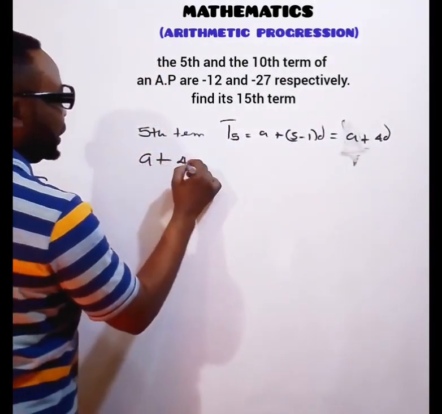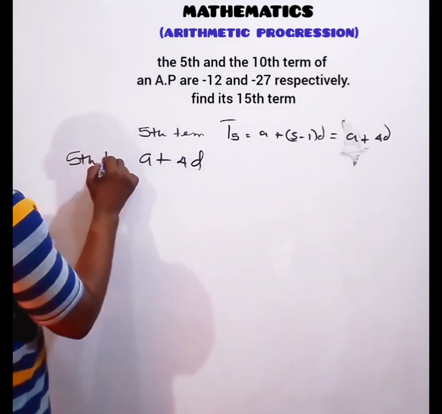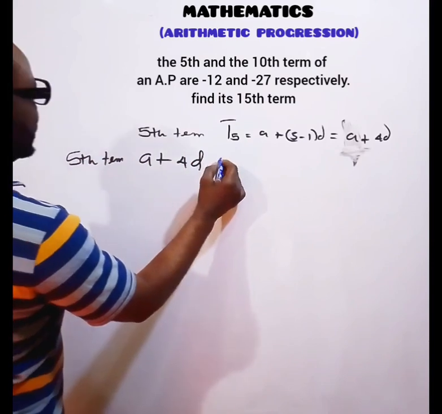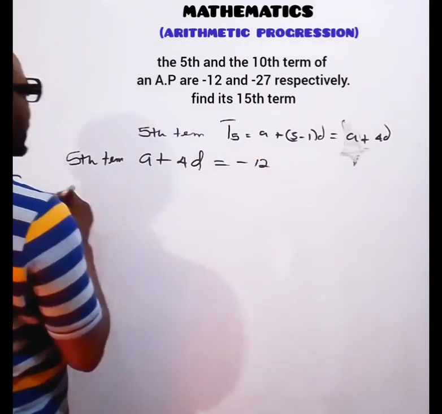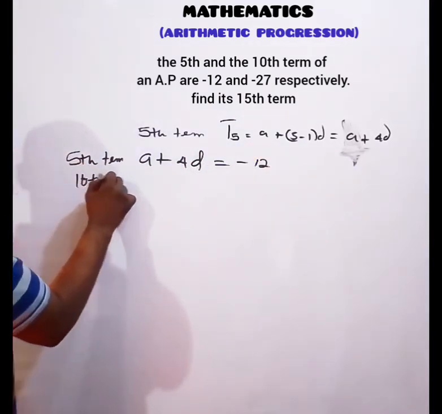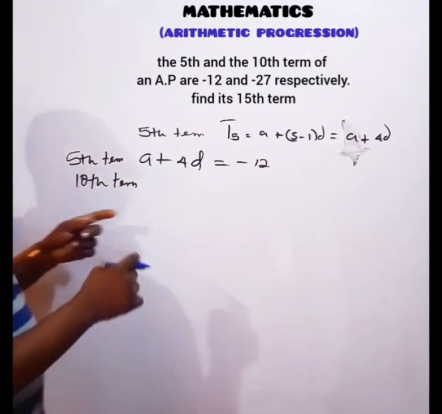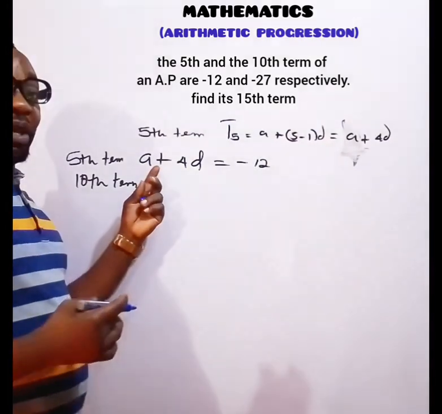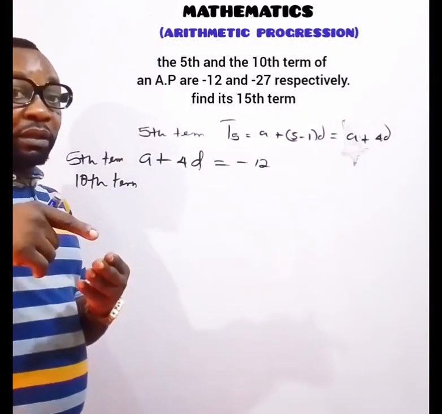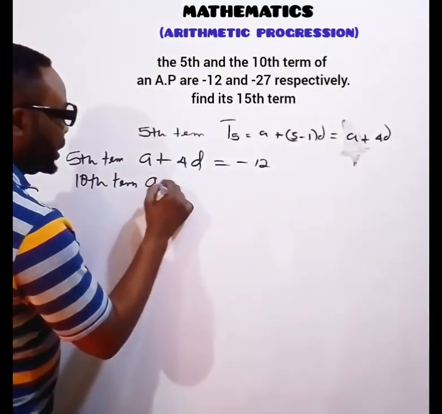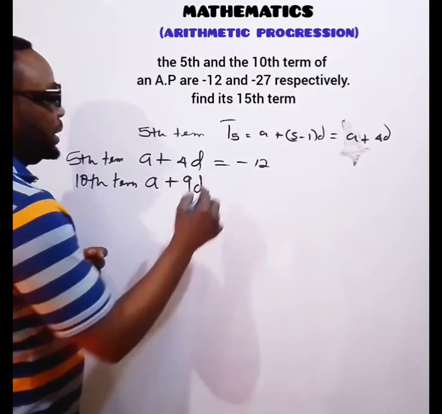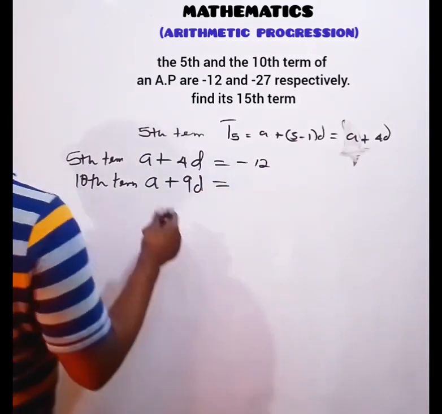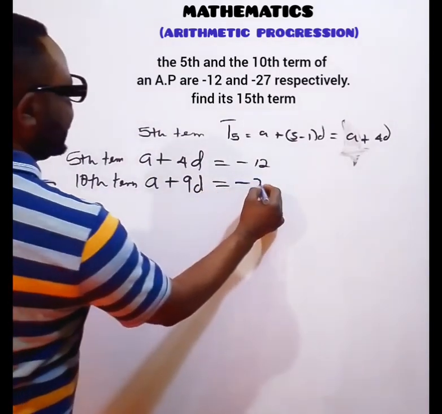Now, this is the 5th term, a plus 4d, has been given to us to be equal to minus 12. And we are also given the 10th term. Now, from what we have here, what's going to be the value of the 10th term? The 10th term will be a plus 10 minus 1, 9d. a plus 9d. That one also is given to us to be equal to minus 27.